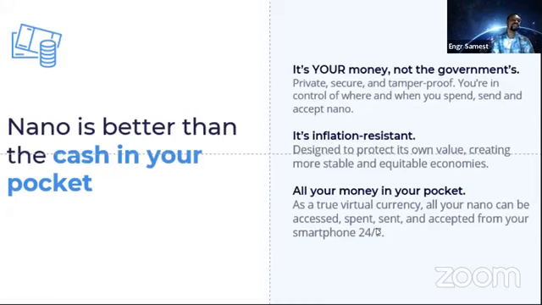Again, Nano is better than cash in your pocket. You will ask me how. Why is Nano better than the cash in your pocket? It is your money, not the government's money. Now, it's private to you, it's secured. You are the one, nobody can gain access into what you have as far as Nano is concerned. So you are in control of where and when you spend, send, and accept your Nano.